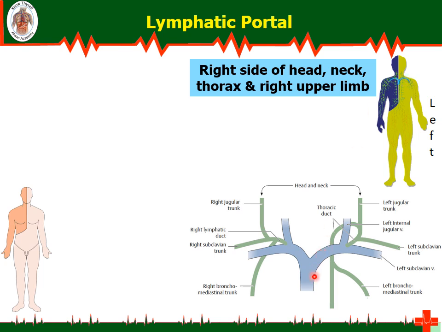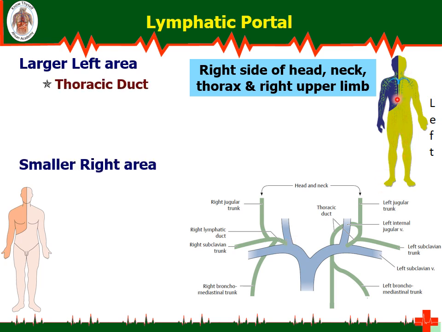This is the vein you are seeing, enlarged here. So this is the superior vena cava, formed by the right and left brachiocephalic veins. This is the left brachiocephalic vein, formed by the left internal jugular and left subclavian. Similarly, on the right side, it is formed by the right internal jugular and right subclavian. This is the right brachiocephalic vein. So this is the junction between subclavian and internal jugular. Now the left side is the larger area and the right side is the smaller area.